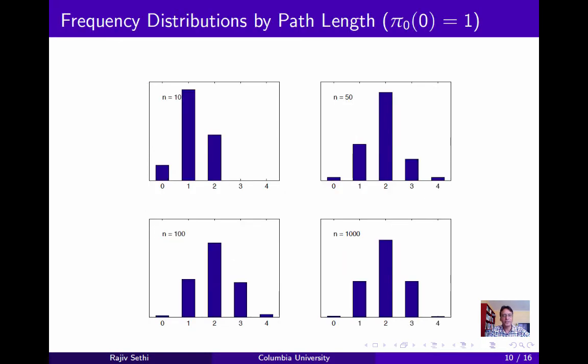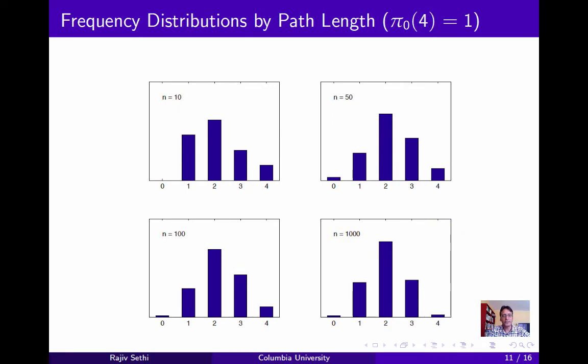Now here you see some frequency distributions for a sample path truncated at different lengths and starting from the state 0. And you see that after 10 periods, the probability is skewed towards 0, but starts to look more symmetric as you look at longer sample paths. And by the time the number of periods is equal to 1,000 on the bottom right, you're approaching a symmetric distribution over these 5 states.